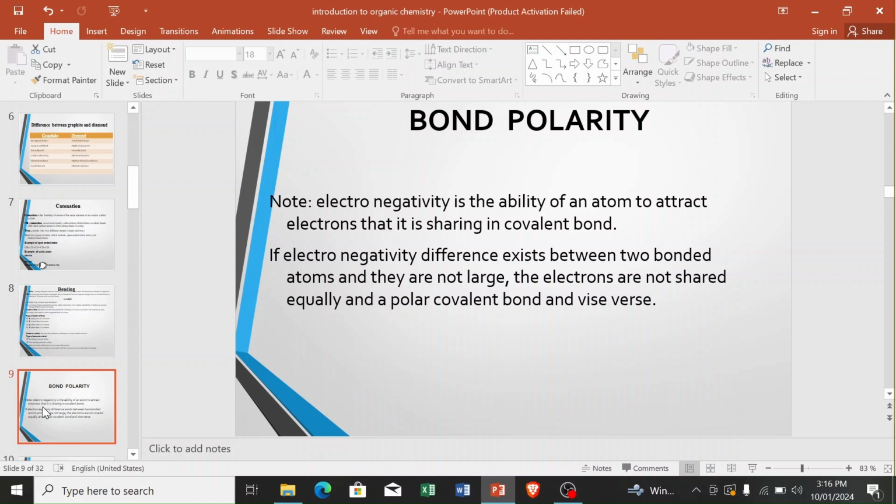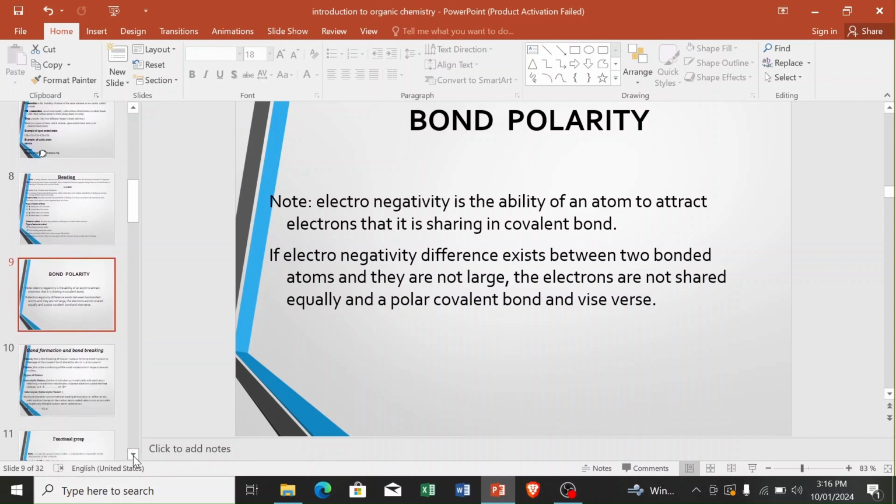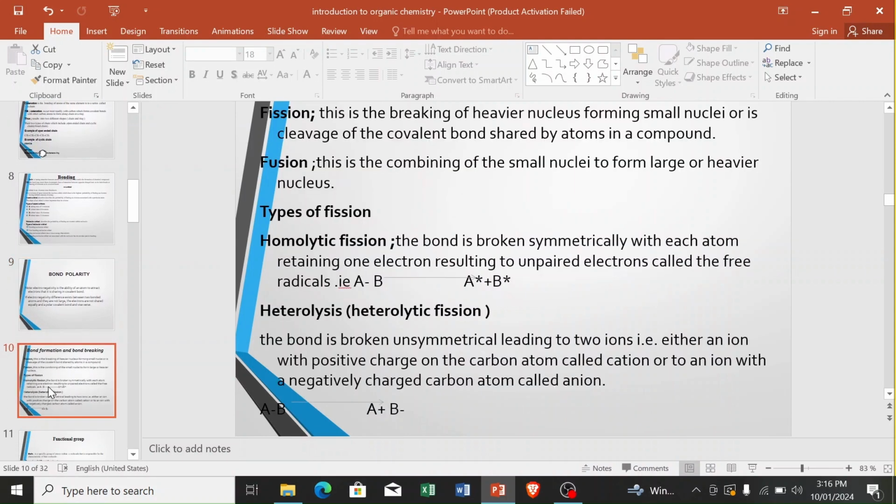So that is what electronegativity is. And when we find that thing, we see that you are stronger. And for atoms, we say that they are more polar than the others because they are able to attract the electrons that they are sharing in a covalent bond. Okay, so that is it on bond polarity.